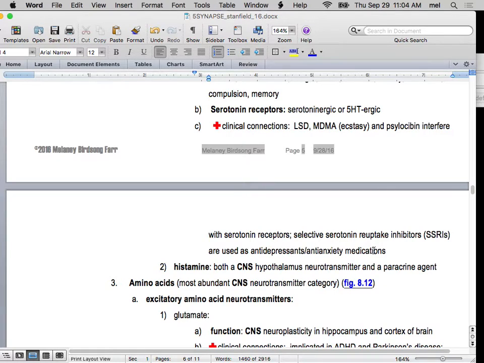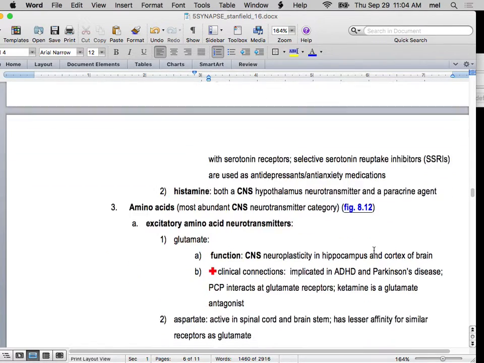Go ahead. What is taking a muscle relaxant instead of an SSRI? Muscle relaxants usually work with GABA, so we're about to do GABA. So hold on to that one for just a second.